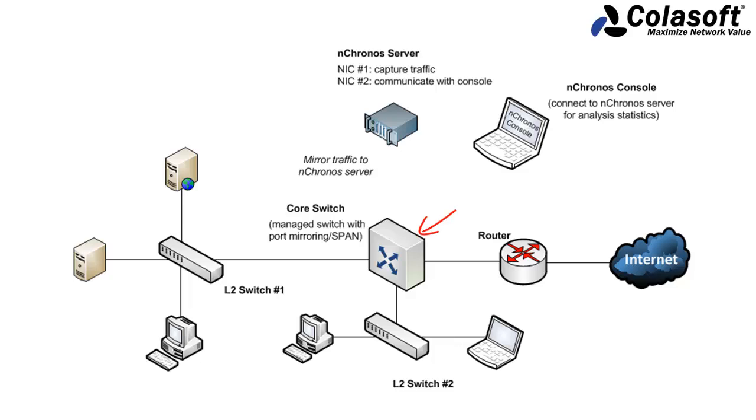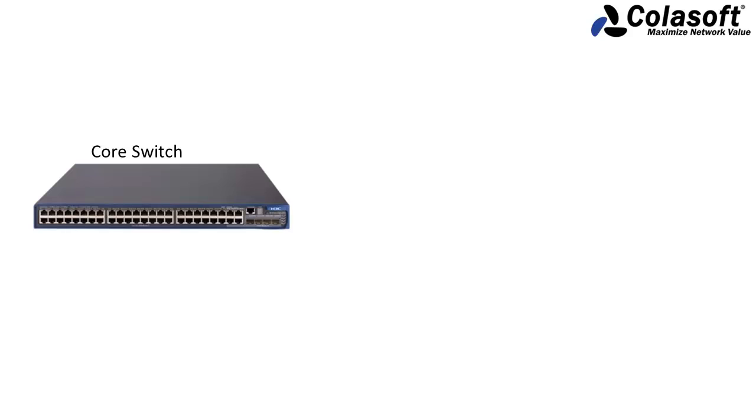This is the core switch. We mirror the traffic to a mirror port and then connect the mirror port to the capture interface on the nChronos Server. Now we connect the management interface on the nChronos Server to another LAN interface for communicating with the nChronos Console. Here is a more simplified deployment for nChronos.